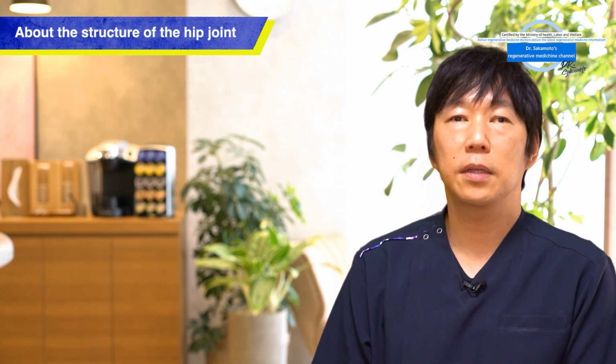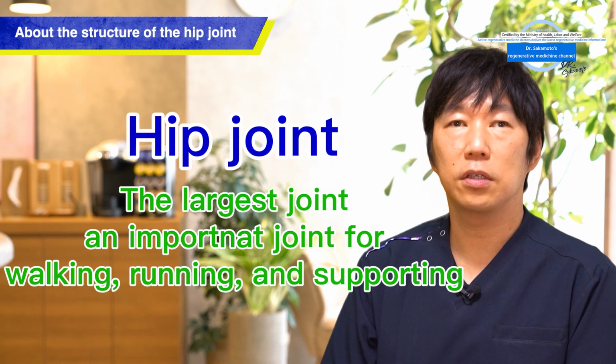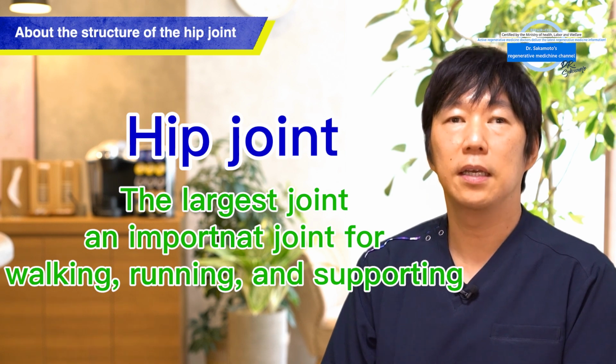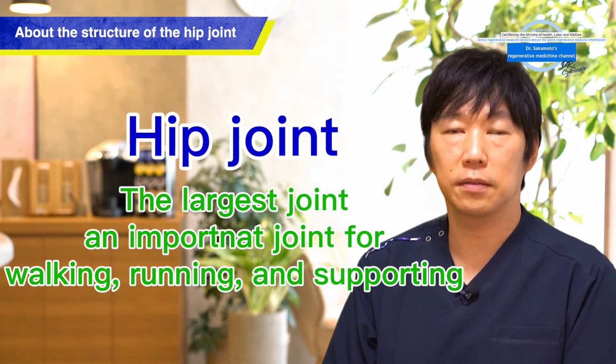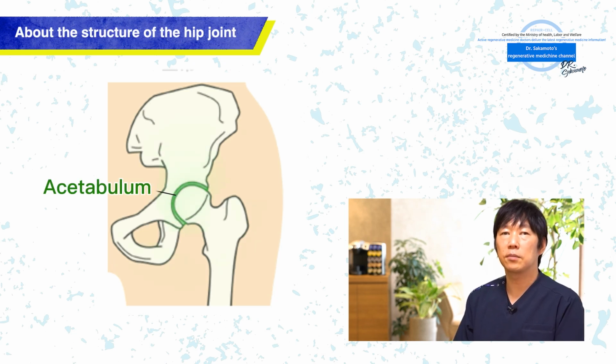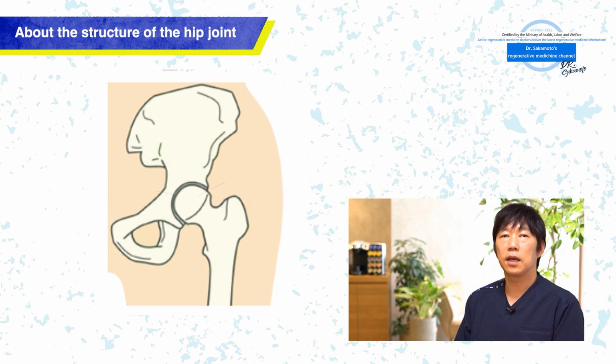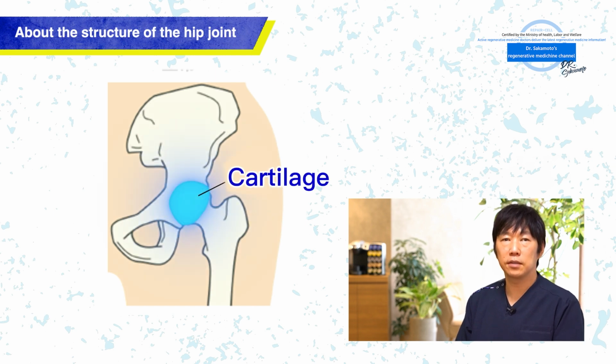First, let me explain about how the joint works. The hip joint is the largest of all the joints in the human body. It's very crucial for walking, running, and supporting the body. Please take a look at this diagram. The joint is shaped like a ball and socket, with the ball-shaped femoral head fitting into the socket-like part called the acetabulum. Both the acetabulum and the femoral head are covered with cartilage on their surfaces.